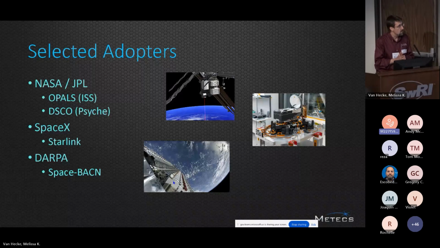That's on Psyche, and that's the one that did the 231 megabit per second. We also had an earlier experiment on the ISS, the OPALS, that was a little slower, but that was certainly a lot earlier in optical communication. That was back in 2014.